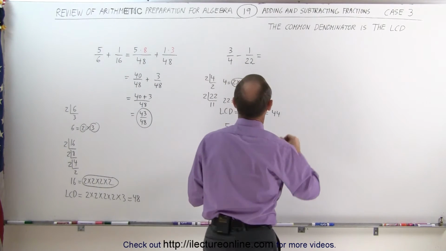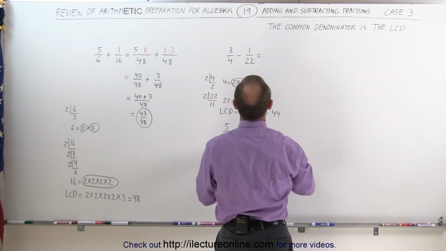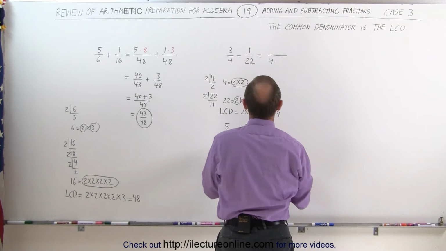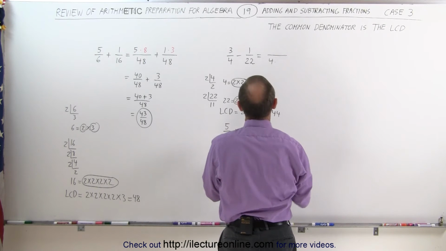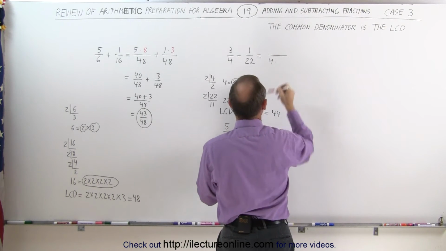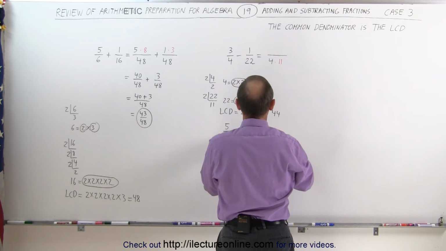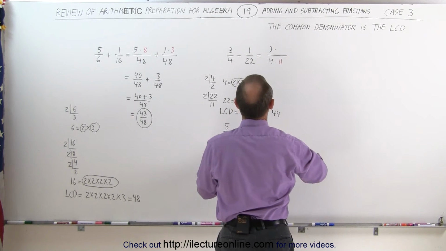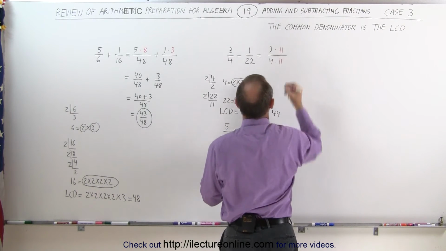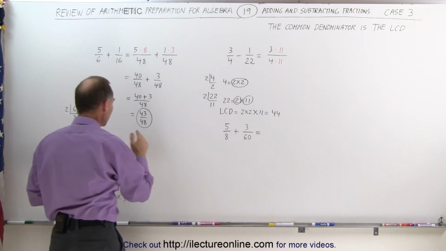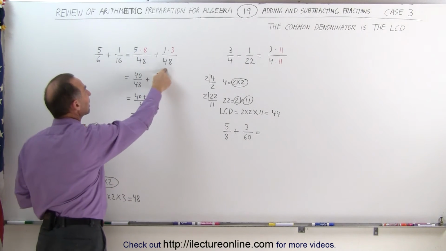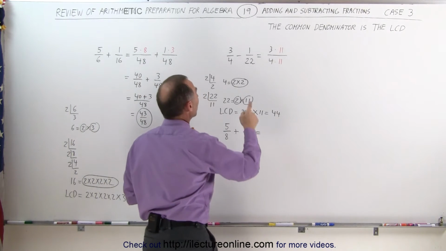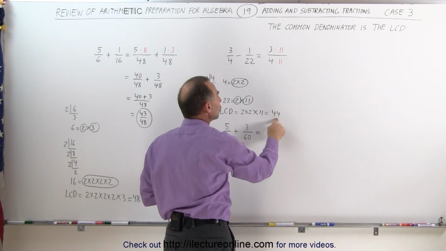Which means I have to turn this denominator into 44. What number do I have to multiply 4 by to get 44? Well, if I multiply 4 by 11, I get 44, which means I also have to multiply the numerator times 11 to get 44. So what I'm doing here is I'm using a slightly different technique. Notice here I simply knew that my lowest common denominator was 48, so I put 48 there. But here, instead of doing that, I simply said, what do I need to multiply 4 by to get the new common denominator?